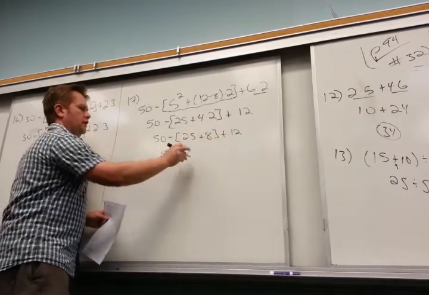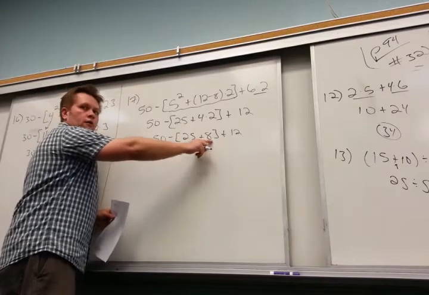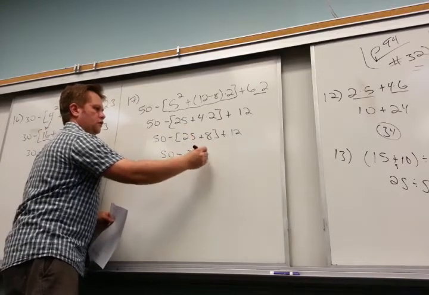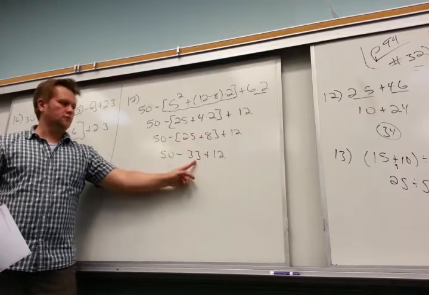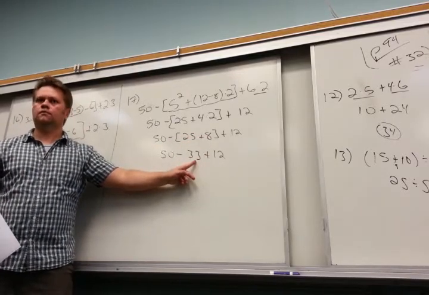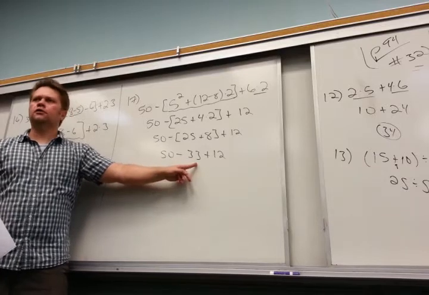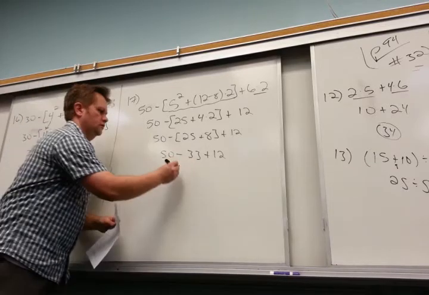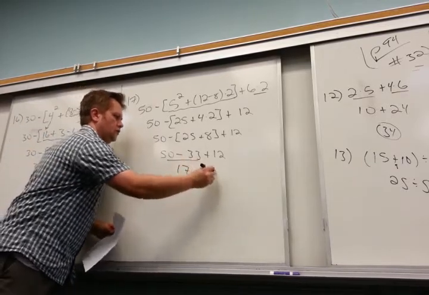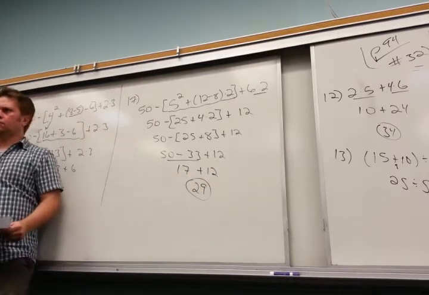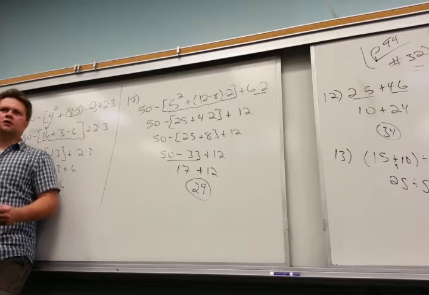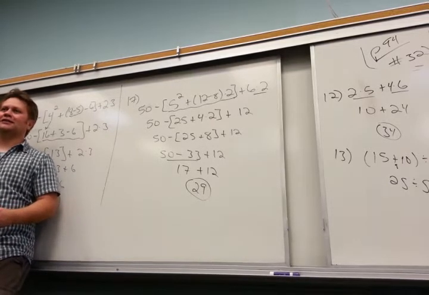So I get 50 minus 25 plus 8, which is 33, because 25 plus 8 is 33. And now 50 minus 33, 17, plus 12, 29. That's what I did. So I saw a lot of 29s too, which is good, because that was the right answer.